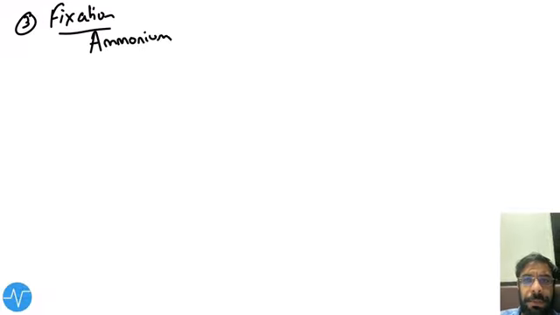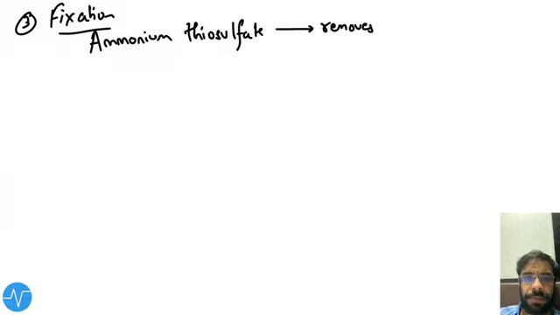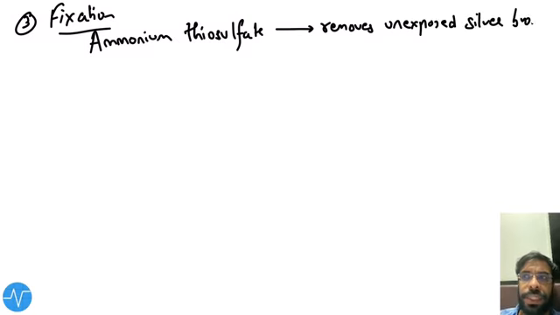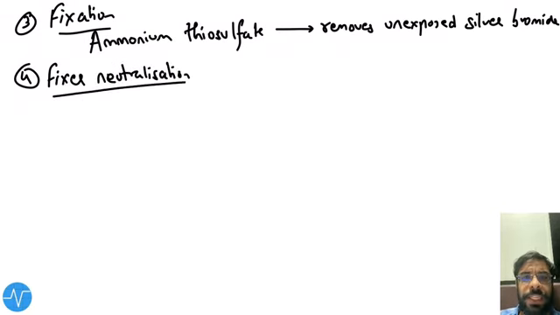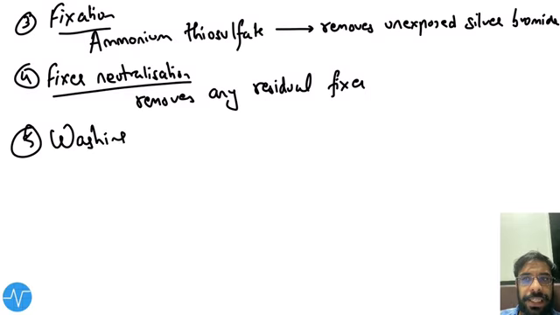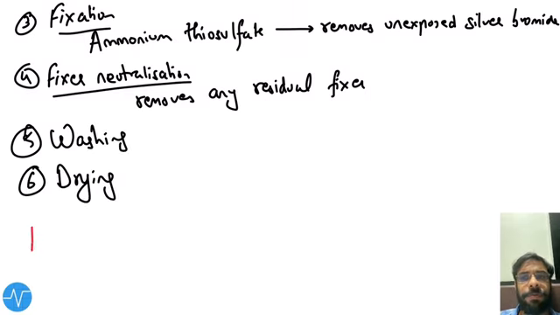The third step is fixation. How do we fixate? We fixate by using ammonium thiosulfate. This will remove the unexposed silver bromide which we previously discussed. The fourth is fixer neutralization, to remove any residual fixer agent present, that is ammonium thiosulfate. Fifth is washing. Sixth is drying.